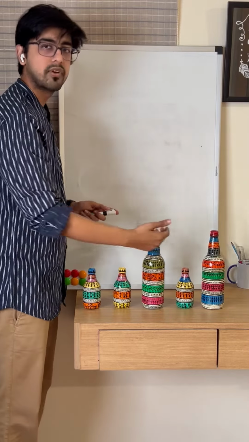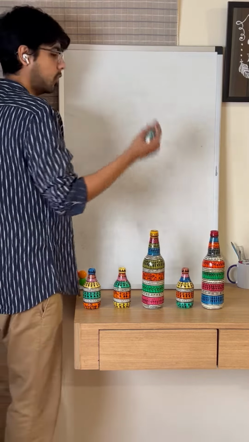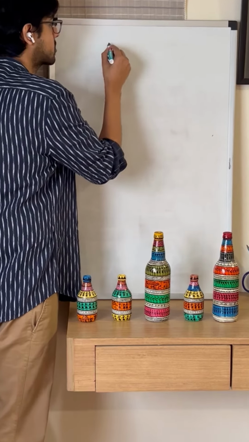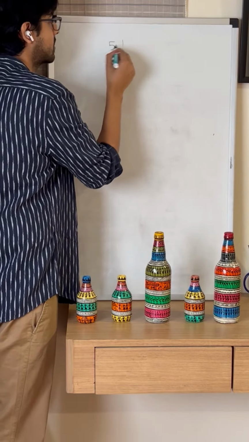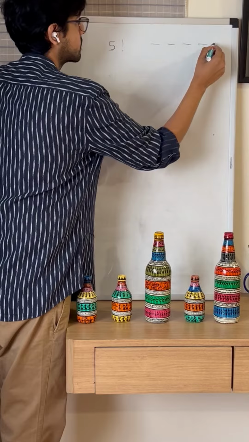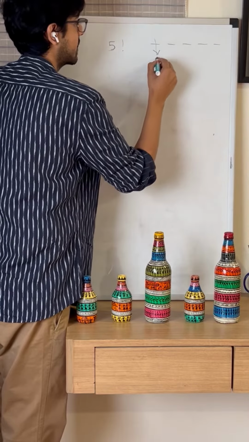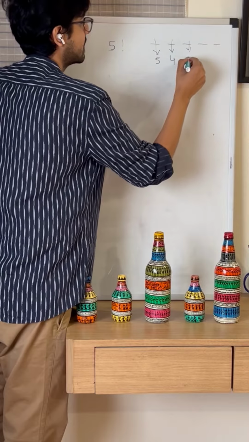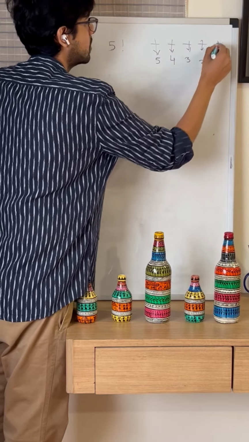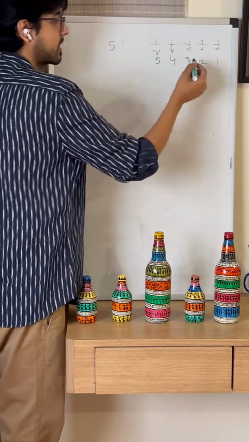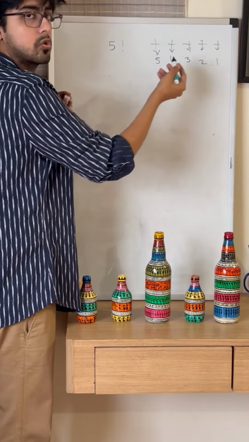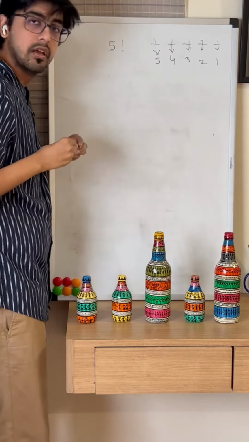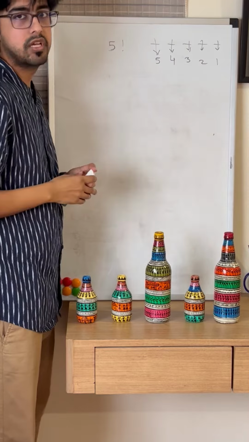If all the 5 were unique, we know that the total number of arrangements possible in this case would be 5 factorial. Why? Because we have 5 spaces. This one can take 5 bottles, this one can take the remaining 4, then 3, then 2, then 1. The number of arrangements is 5 into 4 into 3 into 2 into 1, which is 5 factorial. Right? If these were unique.